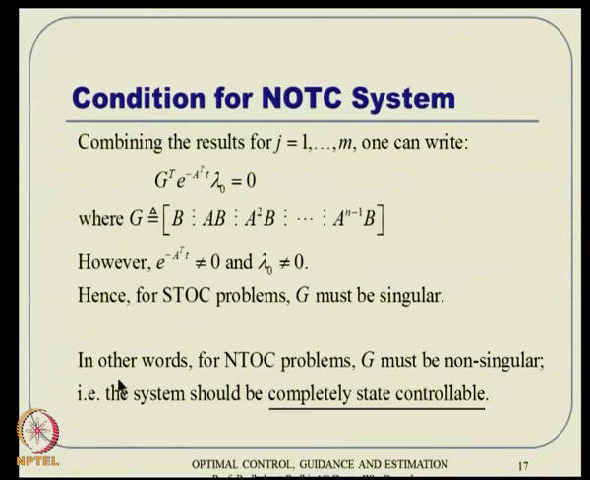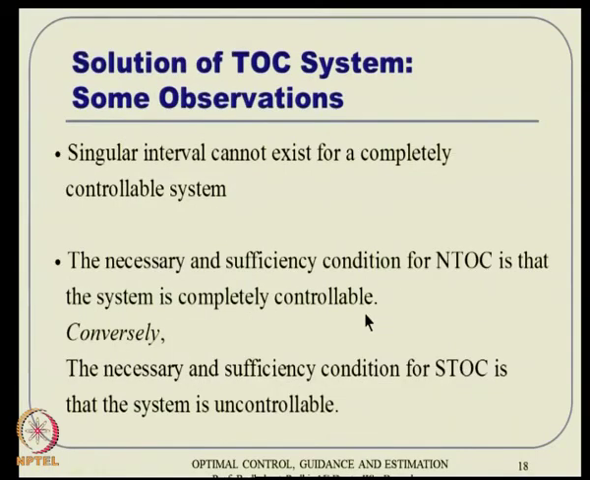That means the system should be completely state controllable. So if the system is state controllable, then this singular optimal control condition is not satisfied, and hence we will end up with normal time optimal control problems. So let us assume that our subsequent systems are controllable, and carry out further analysis.